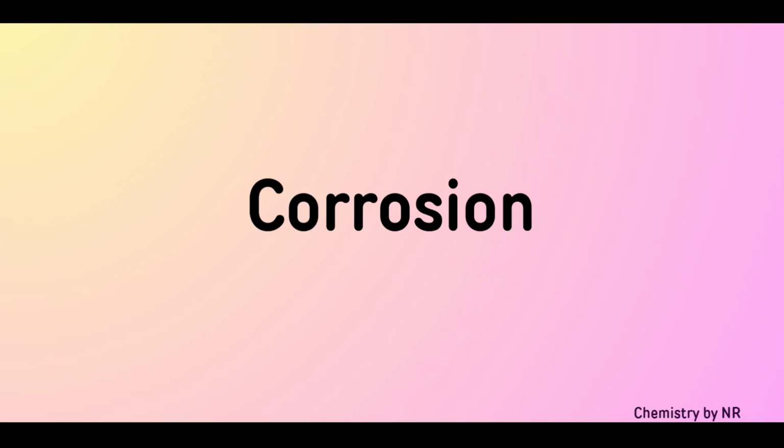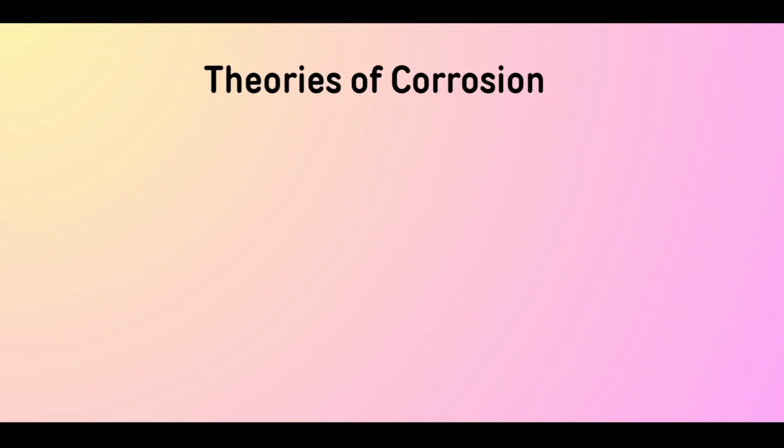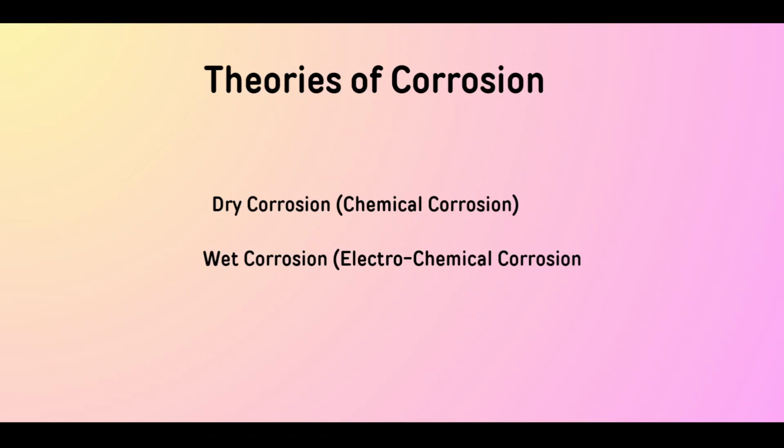So, to study this corrosion in detail, different kinds of theories were given. Let us see what the different kinds of theories are. Depending upon the attack on the metal, corrosion has two types. It may be dry corrosion, that is, corrosion occurring due to some kind of chemicals, or it may be wet corrosion, that is, you can say, electrochemical corrosion.